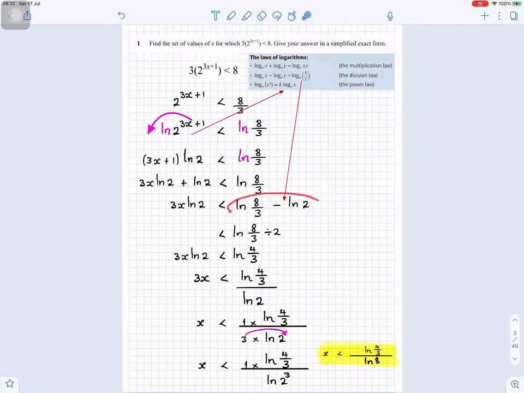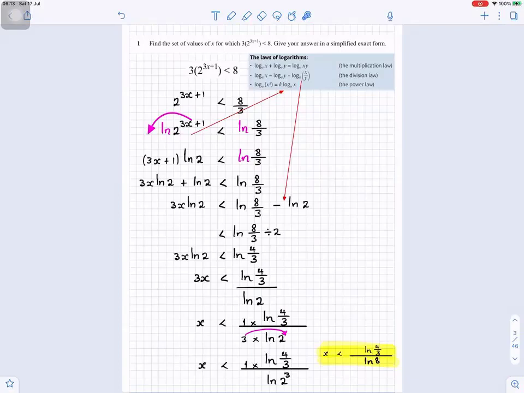Use the subtraction law, the division law. When you're multiplying them you add, when you're subtracting them, you divide. So it's ln 8 over 3 divided by 2. A division law. So 3x ln 2 is less than ln 4 over 3.